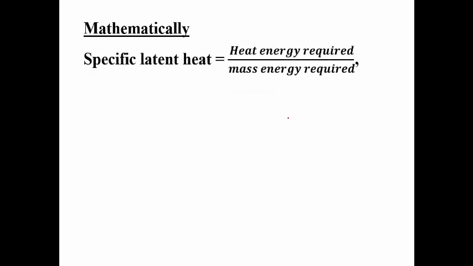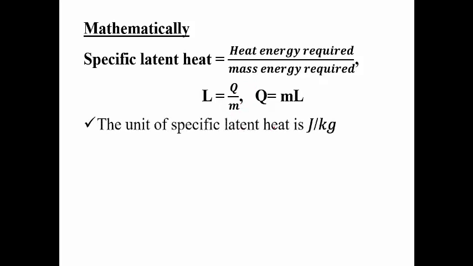We can express this mathematically. Specific latent heat is equal to energy required over mass. L is equal to Q over M. This means heat energy required over mass. And if you cross-multiply, Q is equal to mL. L stands for specific latent heat, M stands for mass, and Q is the heat energy. The unit for latent heat is joule per kilogram.